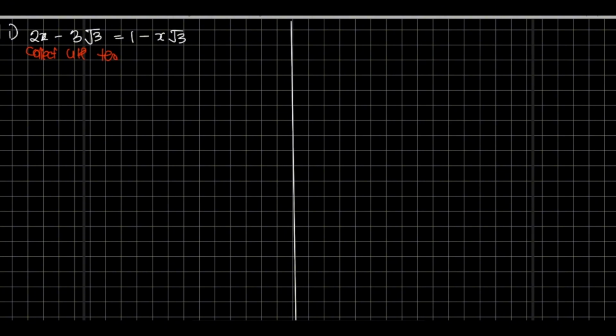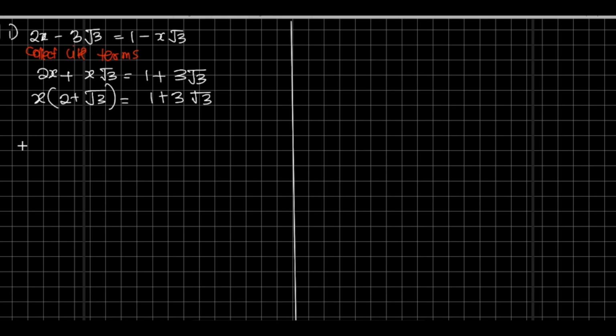Collect like terms. So if you collect like terms, we have 2x plus x root 3 equals 1 plus 3 root 3. That's the first step. Then you can factor out x: x times (2 plus root 3) equals 1 plus 3 root 3.